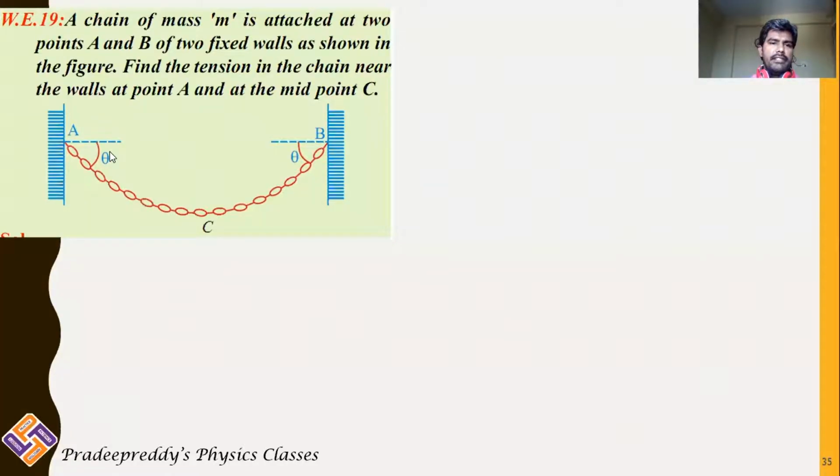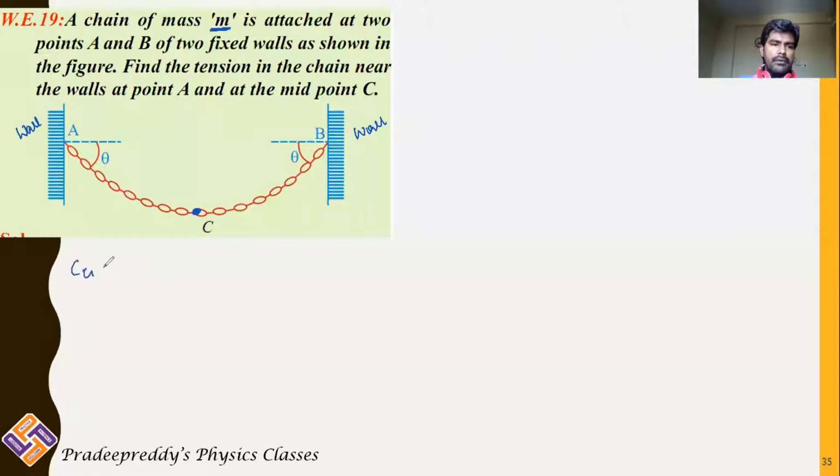So we have a chain which is hanging from two vertical walls. This is one wall and this is one wall, and there is a chain which is hanging now. Obviously this chain will have some mass, is it not? Chain will have some mass m. So if the chain is having some mass m, its center of mass would be at the center, right?